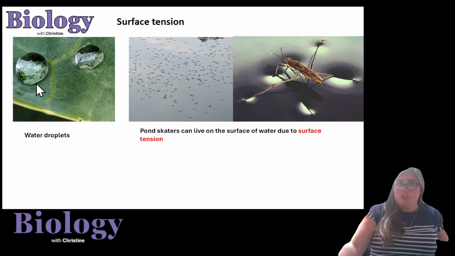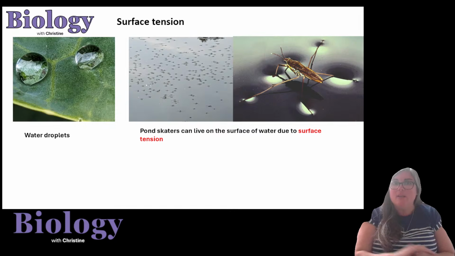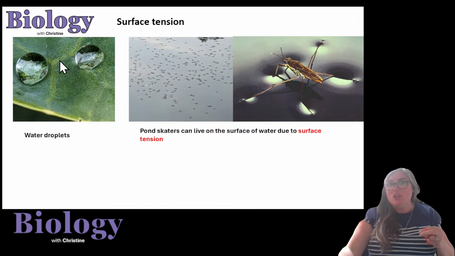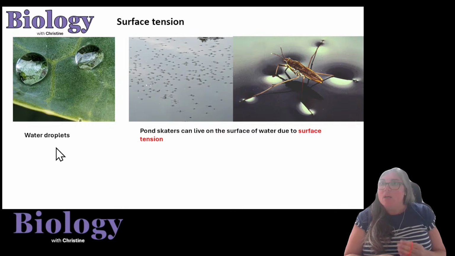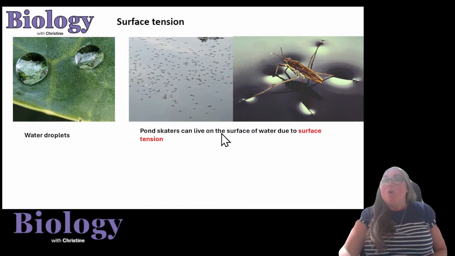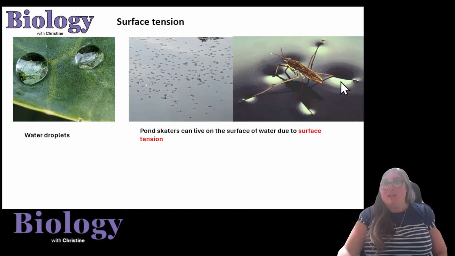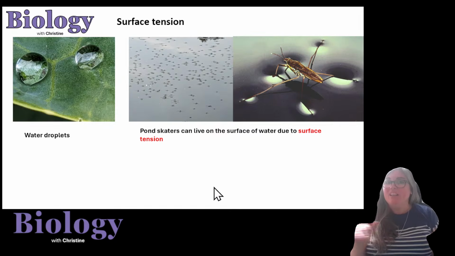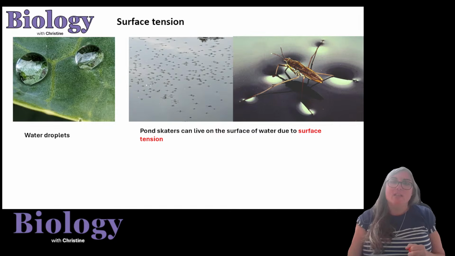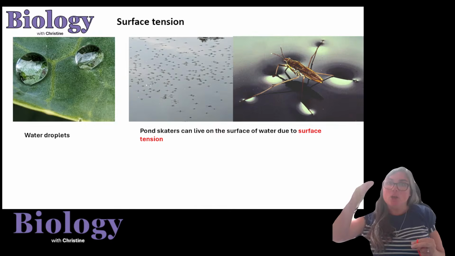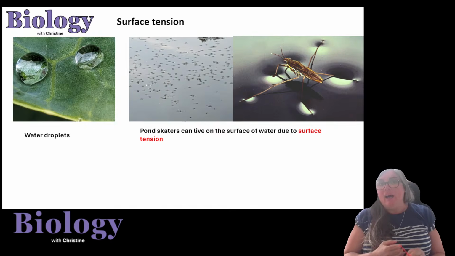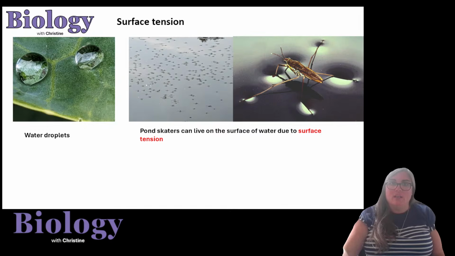Obviously, you've got your surface tension. We've talked about surface tension already with regards to our lungs. The surface tension allows us to get these water droplets, and then that water can run off and go into the soil. With some organisms, for example, these pond skaters, they can actually live on the surface of the water due to that surface tension. As long as they are not breaking the hydrogen bonds, they are therefore able to skate along the surface.